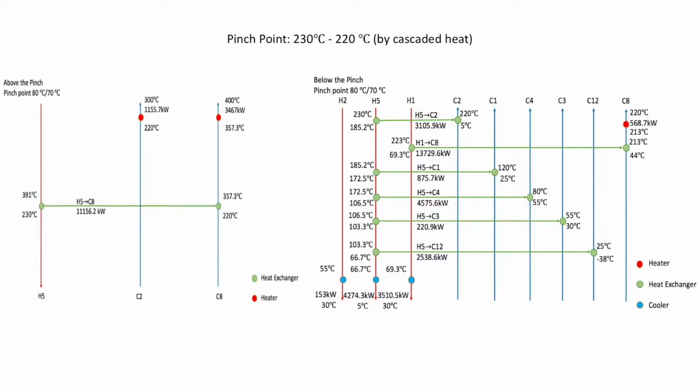Then the cascaded heat is calculated and the pinch temperature is 230 degrees Celsius to 222 degrees Celsius. After that, the pinch analysis is carried out for the heat exchanger design. It is clear to see 1 heat exchanger is used above the pinch and 6 heat exchangers are added below the pinch with the power labeled beside. However, after considering the cost and the energy saving, we decided not to use the heat exchangers H5 to C3, since the energy transfer is too small, which is not realistic.